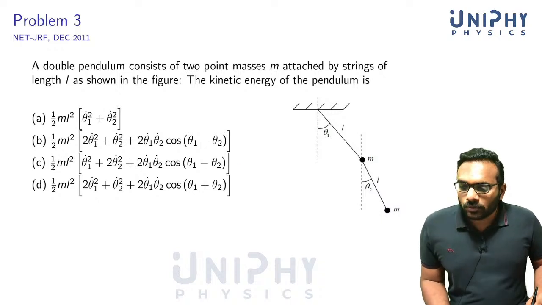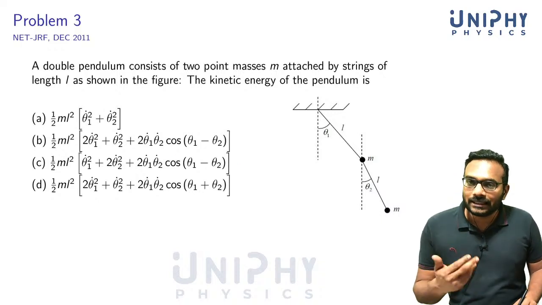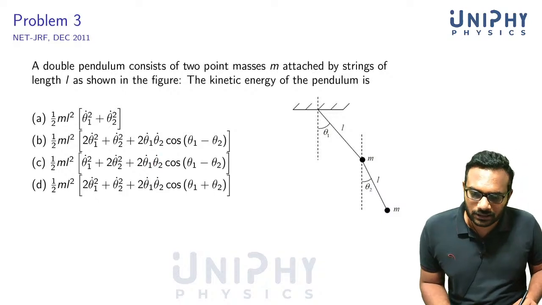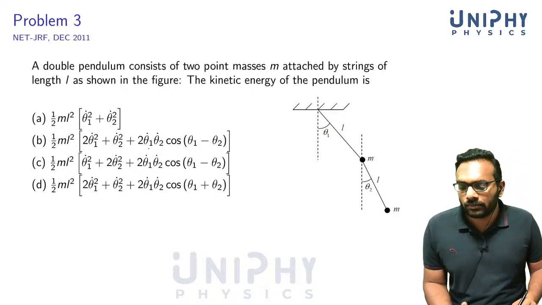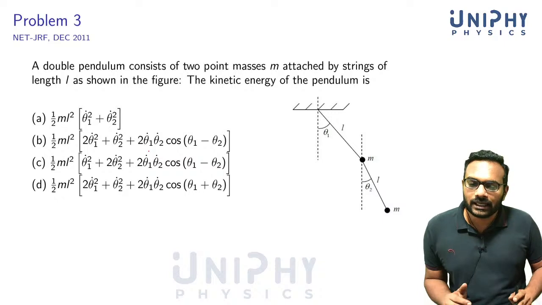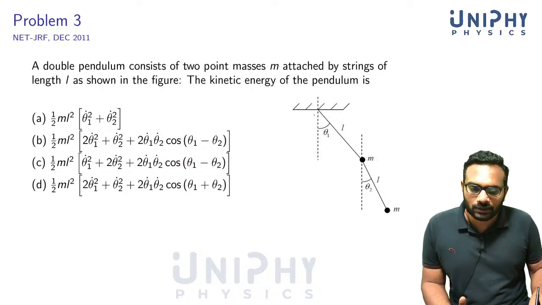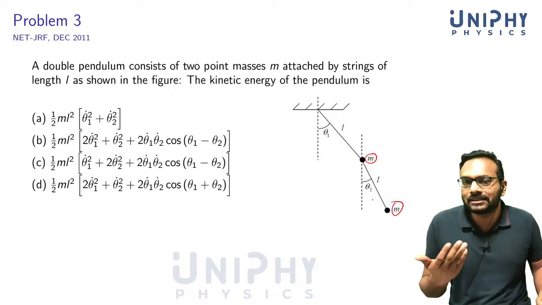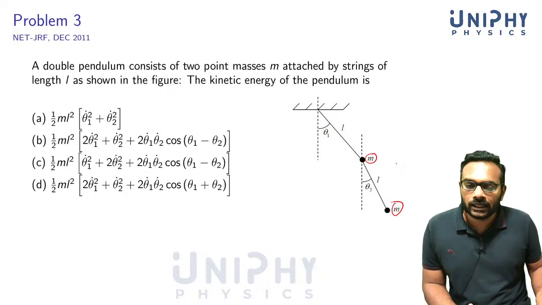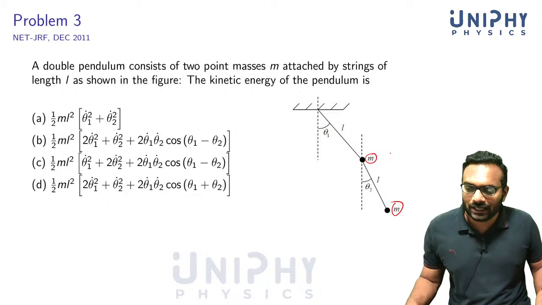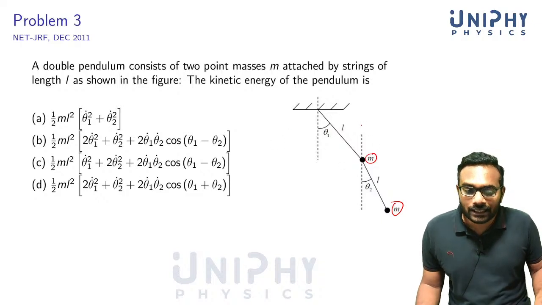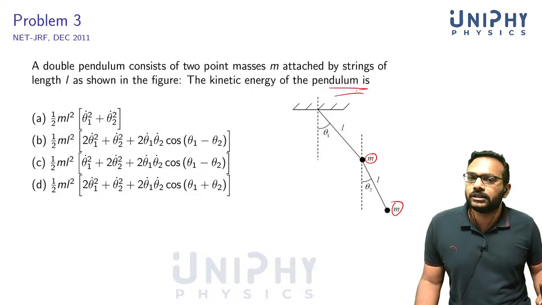So here's the third problem: a double pendulum. This again was asked in the December NET JRF exam in 2011. A double pendulum consists of 2 point masses, 2 point masses m. These masses are equal, which makes it convenient for us, attached by strings of length L, as shown in the figure. What's the kinetic energy of the pendulum?